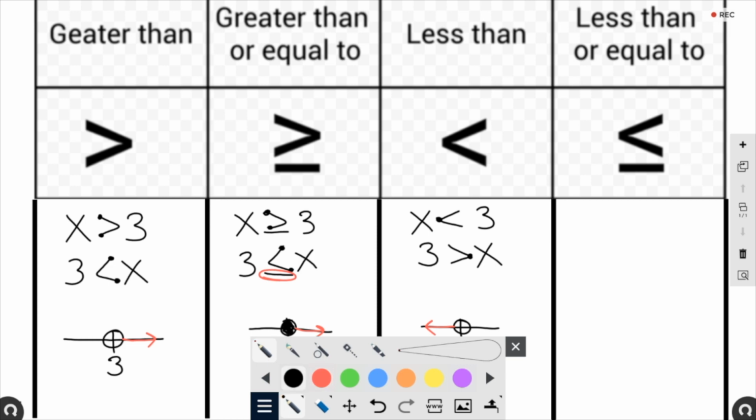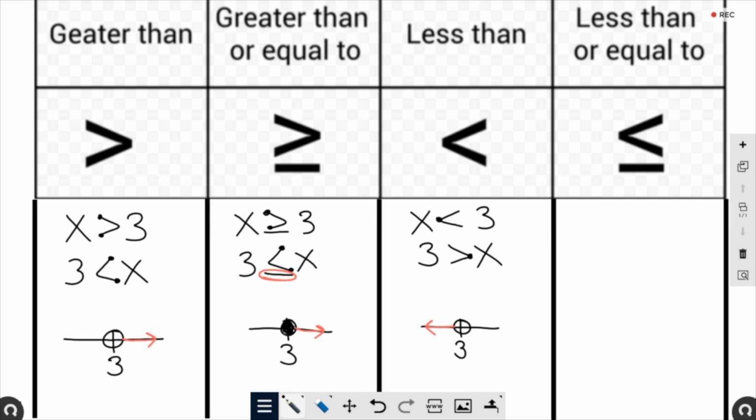For my last inequality, I have less than or equal to. I can write it with my variable on the left side, x is less than or equal to 3, or I can write it with my variable on the right side, x is less than or equal to 3. Notice in both examples, my variable is on the small side and I want to start reading from my variable.